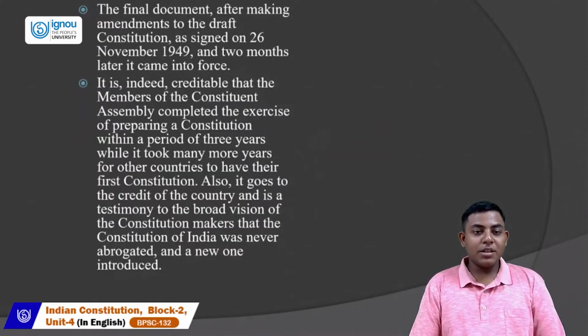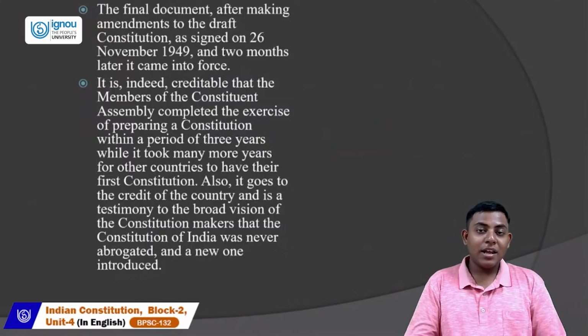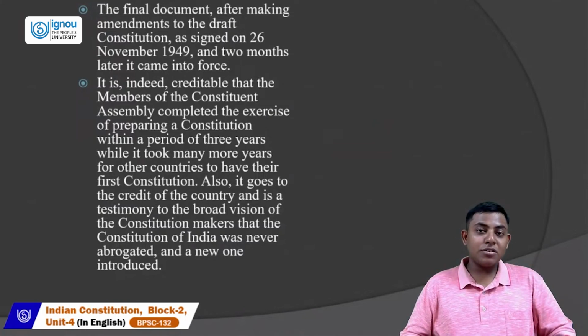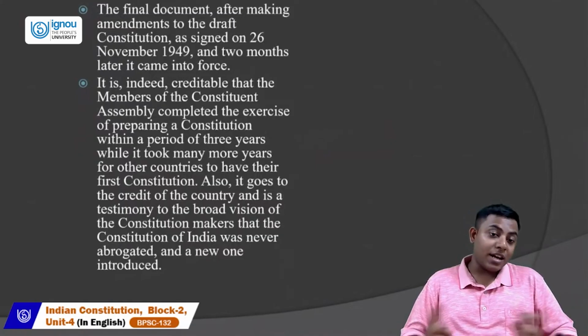So it is indeed creditable that the members of the Constituent Assembly completed the exercise of preparing the constitution within a period of 3 years. It took other countries many more years to have their first constitution. For example, if we take Pakistan, it took them 9 years to create their first constitution, in 1956. And that constitution worked for only two years before the dictator Ayub Khan came in and ditched it. It took them another 14 years; in 1972, they created their next constitution.